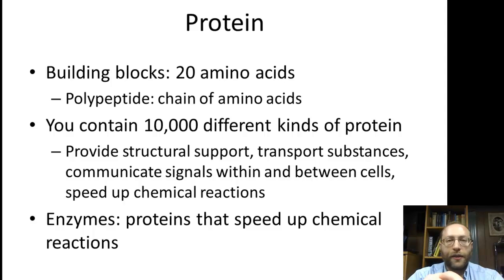What happens there is that you change some of the bonds that are holding the proteins in a particular shape, and that completely changes the shape and therefore the properties of the protein. One of the main types of proteins that we're going to be studying in this unit are enzymes, and we'll have a few lessons on that. Those are proteins that speed up chemical reactions. Other functions are that proteins can provide structural support, they can transport substances, and they can communicate signals within a cell and between cells.